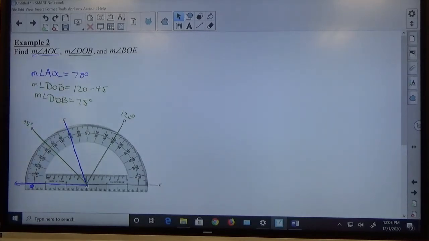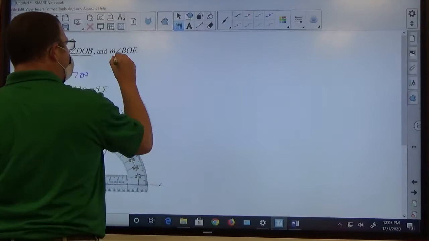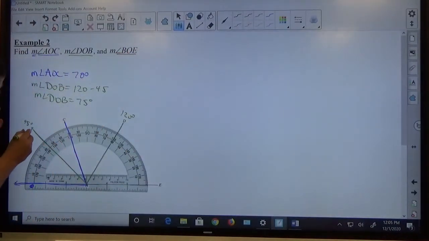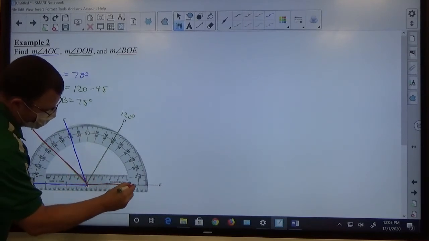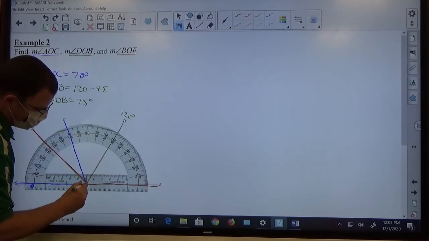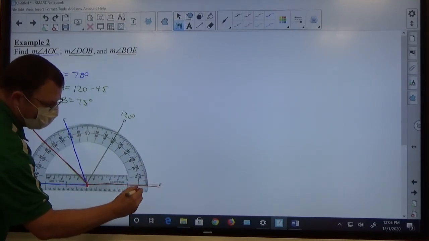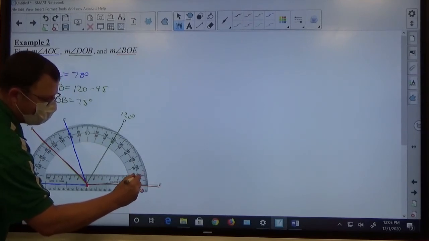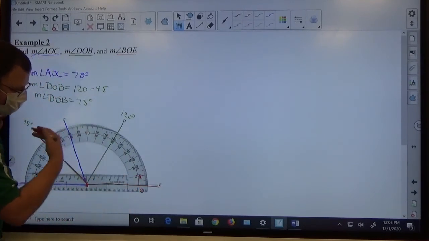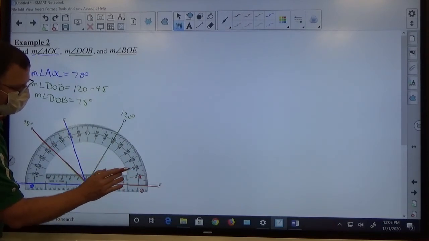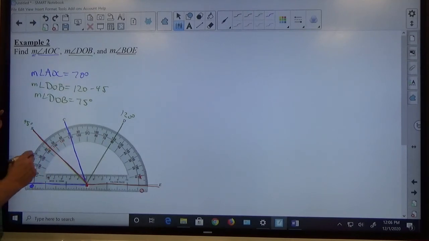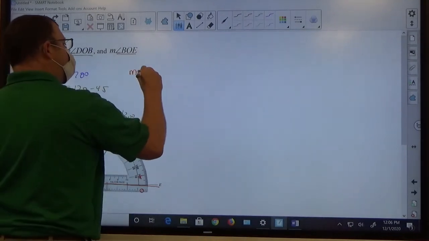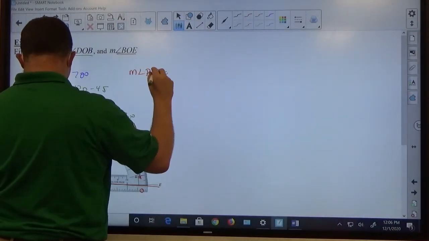Finally, if I'm looking at BOE, angle BOE. BOE means I'm starting at B, going to my vertex O, and then I'm ending at E. So I'm looking at that angle. Notice here again, there's my origin, my vertex, and I'm going this direction. This is 0 degrees this time. So I'm using this scale on the inside this time to measure this angle. 0, 10, 20, 30, 40, 50, 60, 70, 80, 90, 100, 110, 120, 135. So the measure of angle BOE equals 135 degrees.